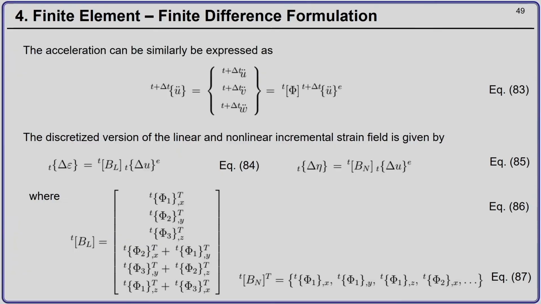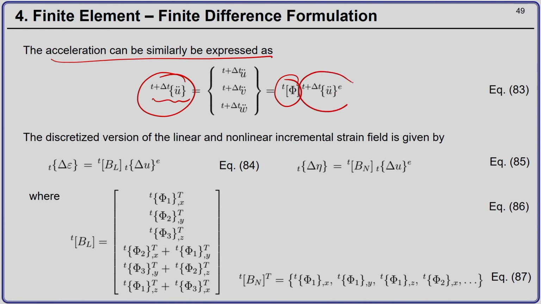Okay. Now, the acceleration can be written by taking the double derivative of the incremental displacement, and then using the finite element discretization, the acceleration at any point inside the element can be written in terms of the shape function matrix times the acceleration at the nodes. Okay. And the discretized version of the linear and nonlinear incremental strain field is given by the following form.